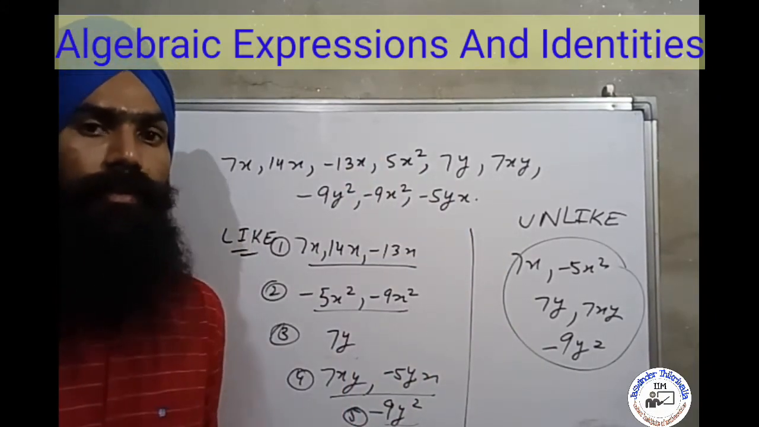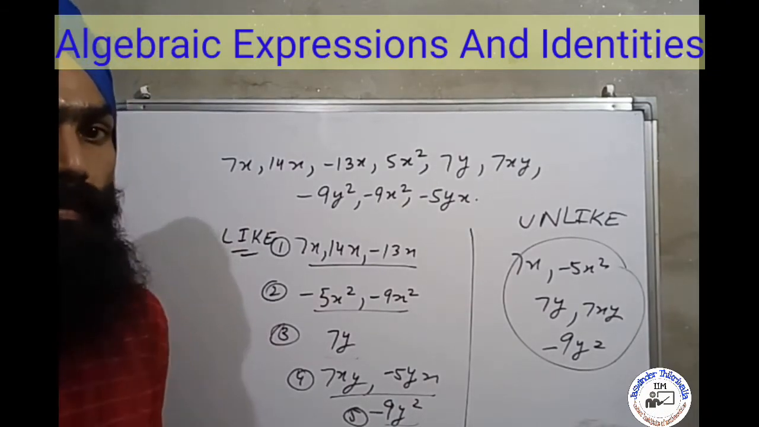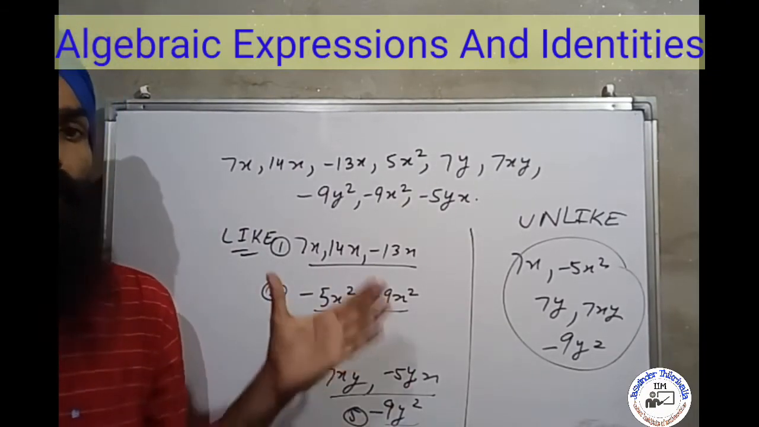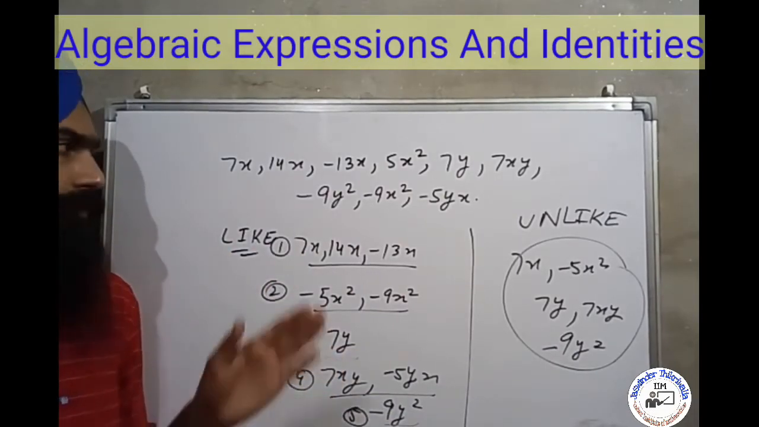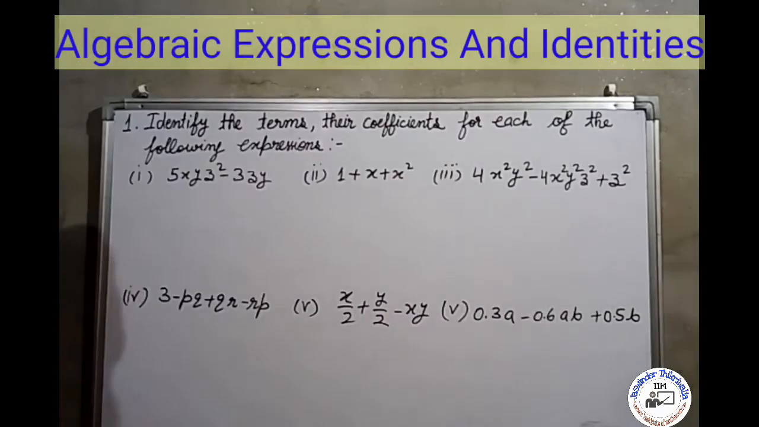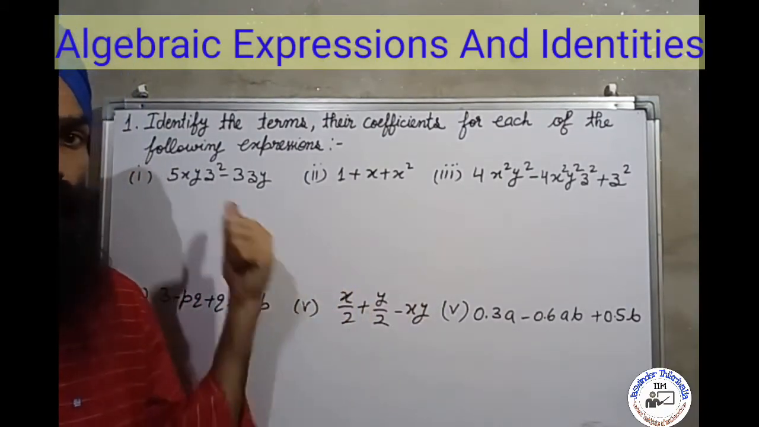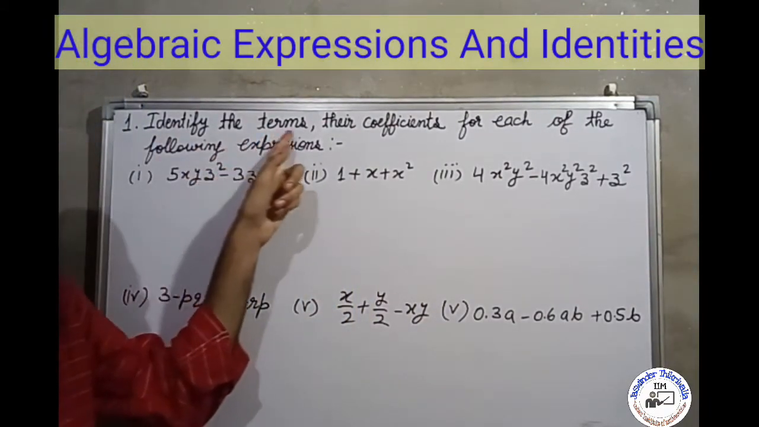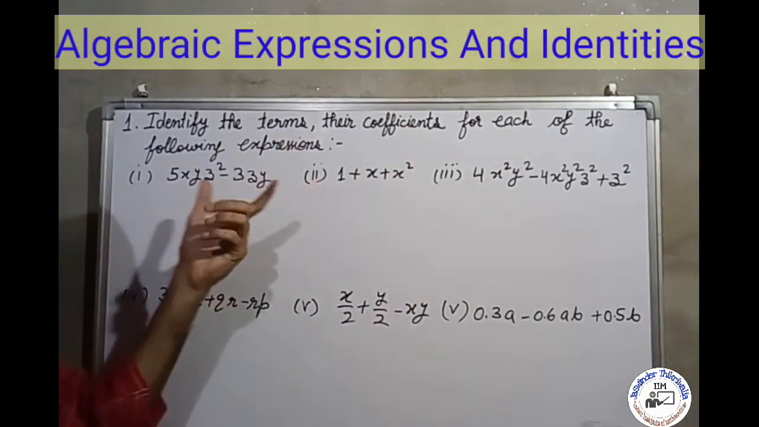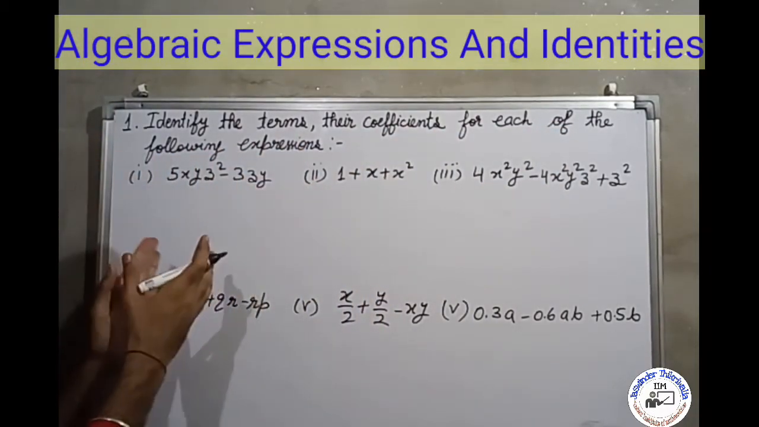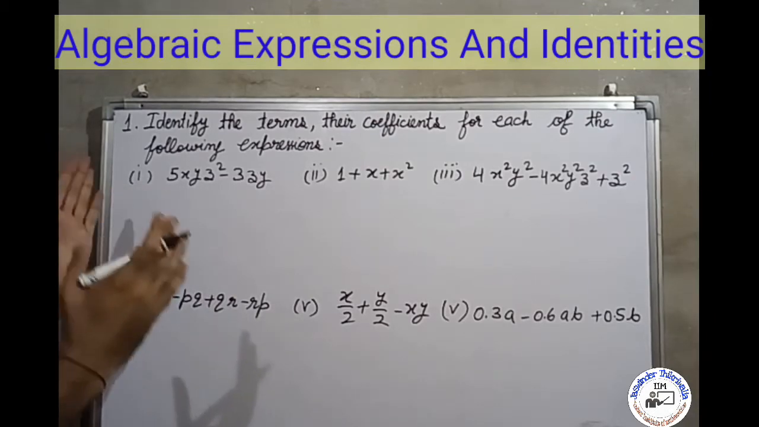Now we'll discuss exercise 9.1, a very important exercise. If you understand the basics of algebraic expressions, then it is very easy to understand further examples of exercise 9.1. Question number first. Identify the terms and their coefficients for each of the following expressions. First of all, you have to find the terms and then the coefficients. Okay.